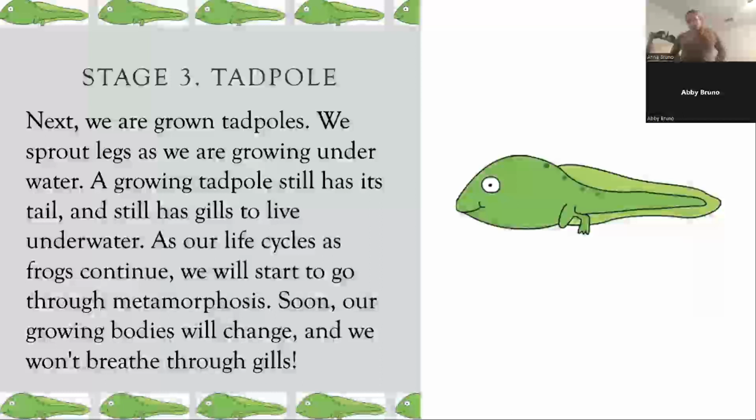Next, we are grown tadpoles. We spread our legs and we are growing underwater. A growing tadpole still has its tail and still has gills to live underwater. As our life cycle as frogs continues, we will start to undergo metamorphosis. Through it, our growing bodies will change and we won't breathe through gills.